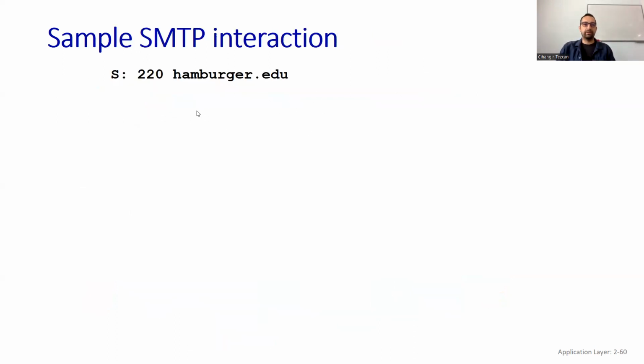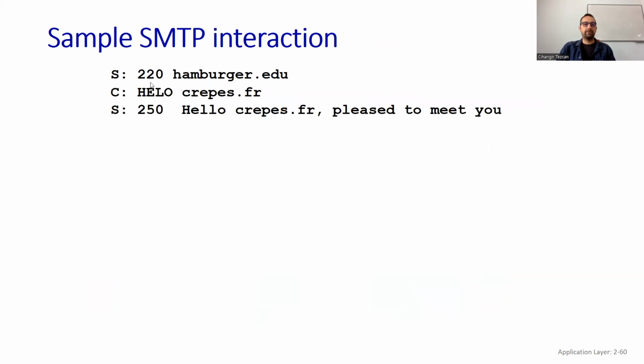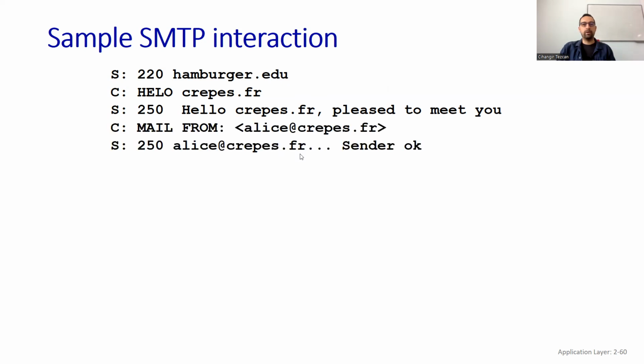Sample SMTP interaction. So S is for server, and this returns this message. So the client says hello and tells you the address, and the server says hello. So this is a mail from Frankfurt to maybe the United States or Germany. Okay. So now the client sends the mail.